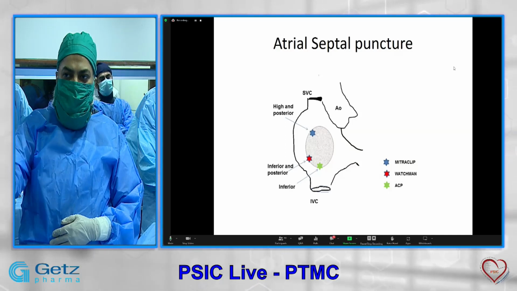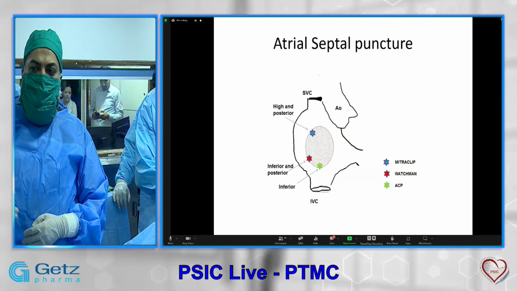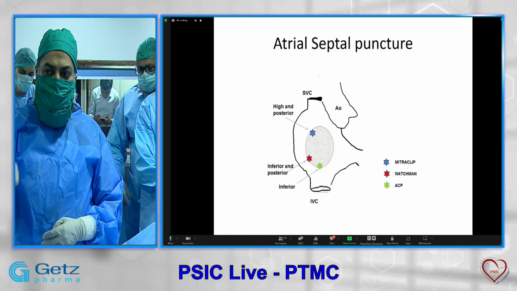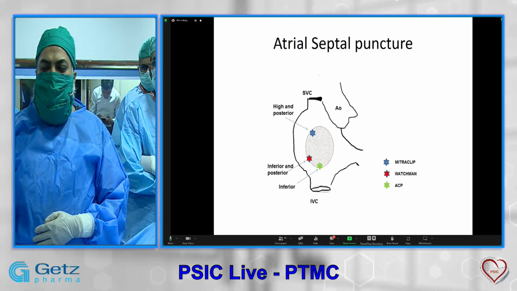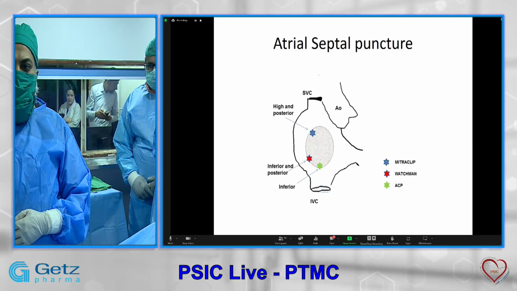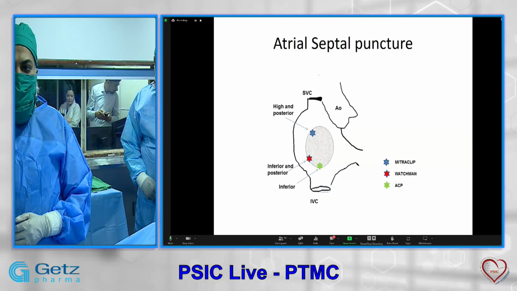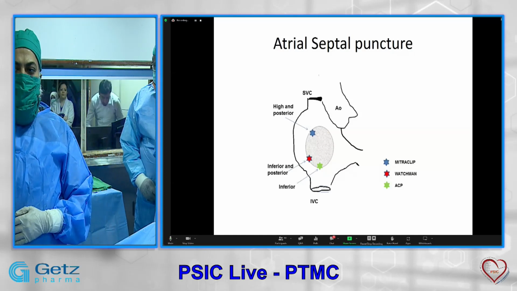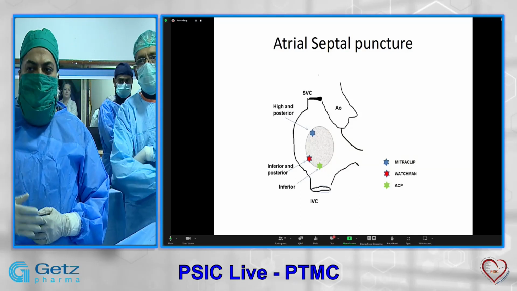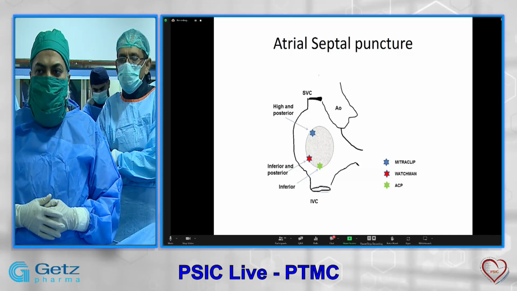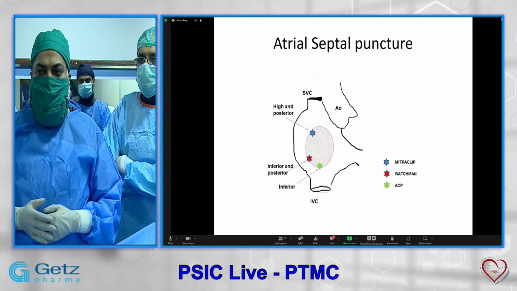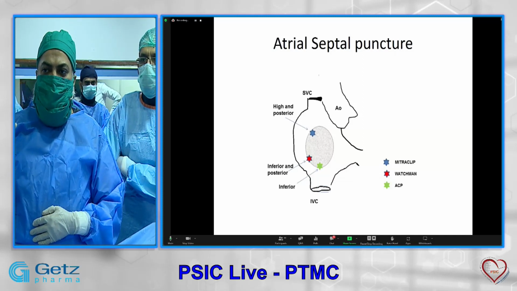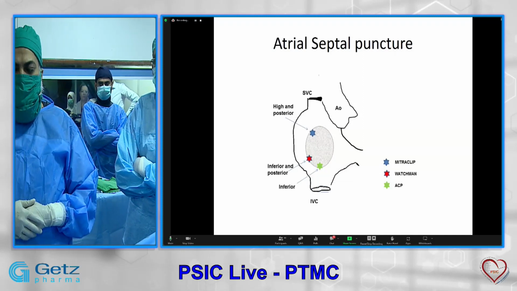Okay, so in this one, this is the fluoroscopic anatomy of the LA. Once we go, we'll take the wire from the IVC into the SVC, and this is the position in the LA. Our aim for the NOA balloon is to puncture as high and as posterior as possible, because the NOA balloon needs some space between the puncture and the mitral valve to work.